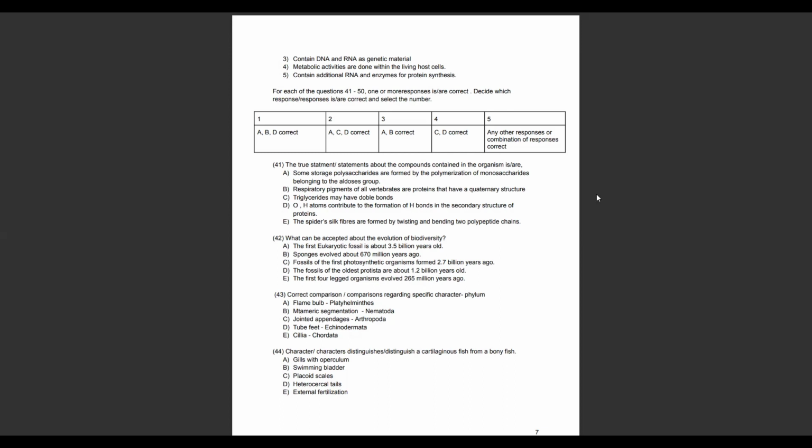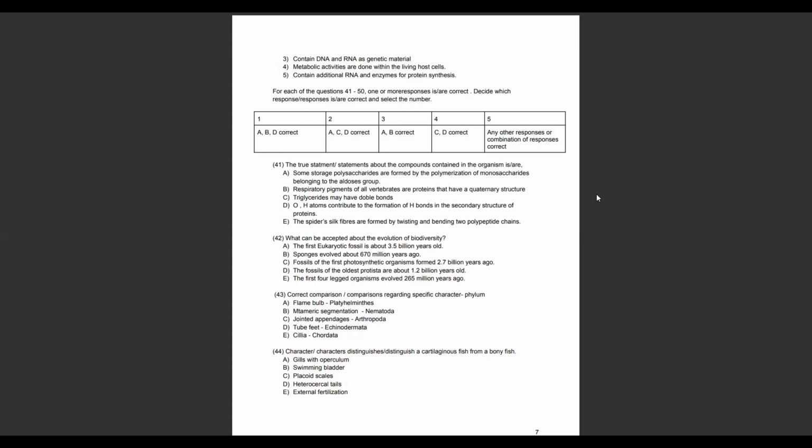Question 44. Characters that distinguish a cartilaginous fish from a bony fish. Gills with operculum, placoid scales, heterocercal tails, those are used to classify or separate cartilaginous and bony fish from each other. The answer is the second answer.